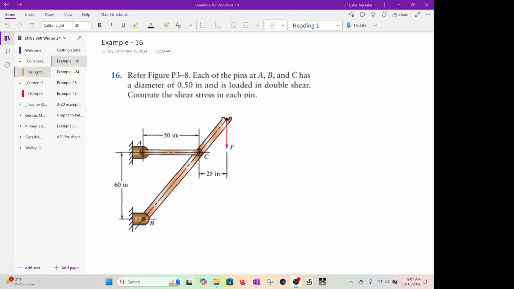All right, let's check out some example problems. So here is a problem. We have pins A, B, and C. They have a diameter of 0.5 inches, and they're loaded in double shear. You want to compute the shear stress in each pin. Okay?